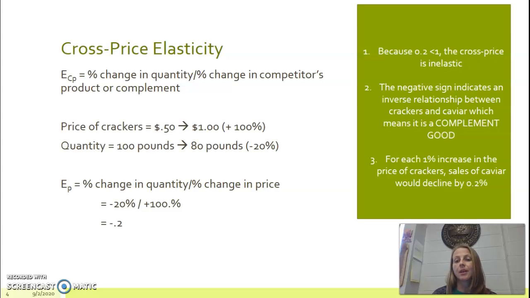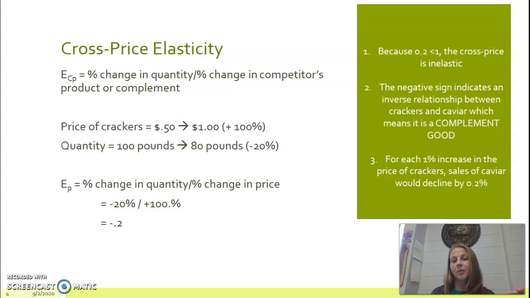So what this tells us is that because 0.2 is less than 1, the cross-price elasticity of caviar and crackers is inelastic. In other words, the change in price of crackers of 1% brought about a less than 1% change in quantity demanded of caviar. The negative sign indicates to us that there's an inverse relationship between crackers and caviar, which means they are a complement good. That means as the price of one goes up, the quantity consumed of the other goes down.